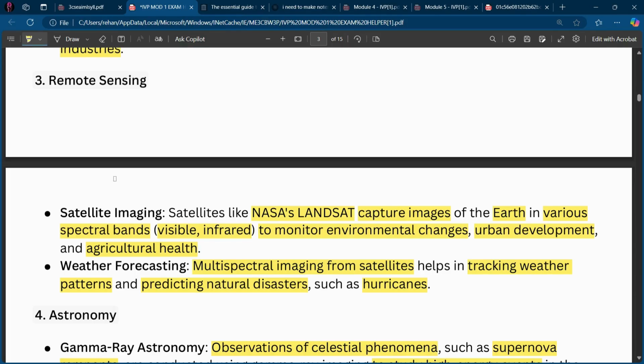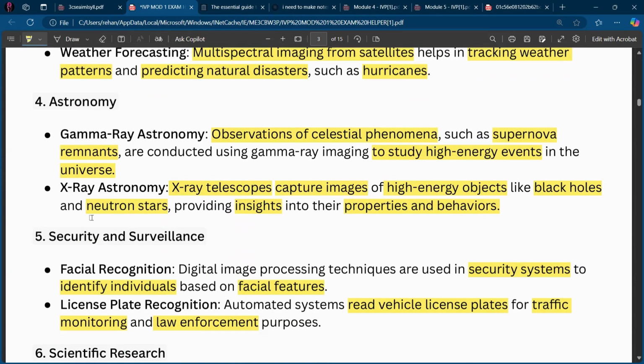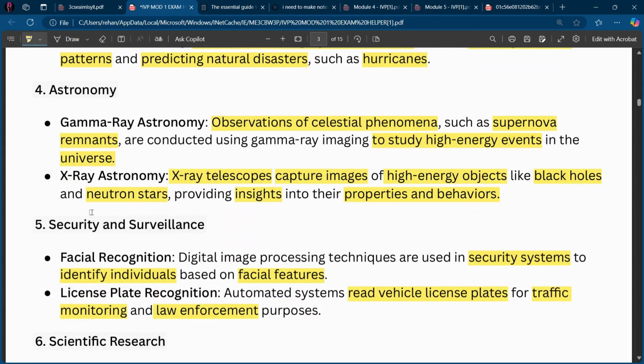Astronomy, so gamma ray astronomy and X-ray astronomy for observation of celestial phenomena like supernovas. Basically both are used to study high energy events. X-ray astronomy is nothing but telescopes used to study and visualize far objects, for example neutron stars and other things, and understand all their properties and behavior. So all these things are used under this activity, and then surveillance.